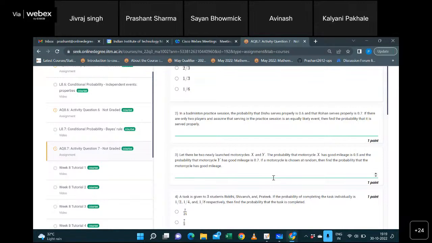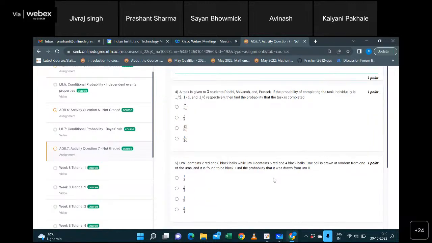So 1/3 is the probability of choosing a student, and then the probability of completing the task by Riddhi is 1/2, plus the 1/3 probability of choosing Shivans, multiplied with the probability 1/4 for completing the task by Shivans, and then adding the probability of choosing Pratik multiplied with the probability of completing the task by Pratik, and it comes out to be 7/24 from my side. I used the total probability theorem.